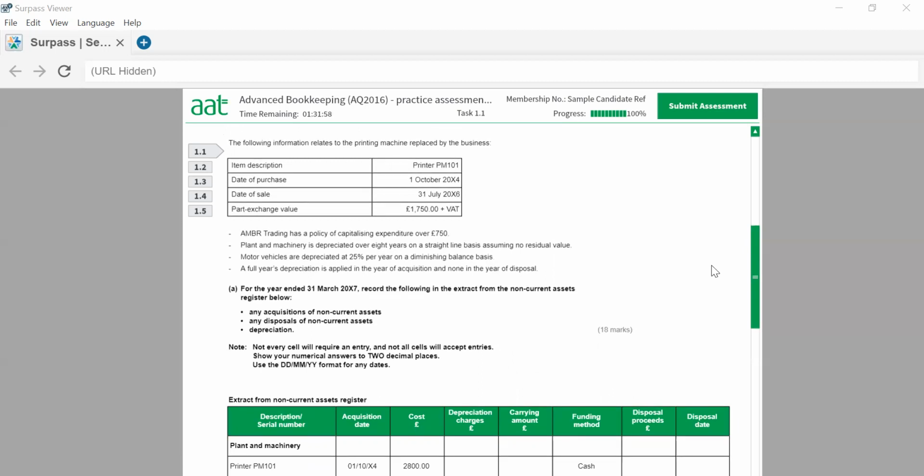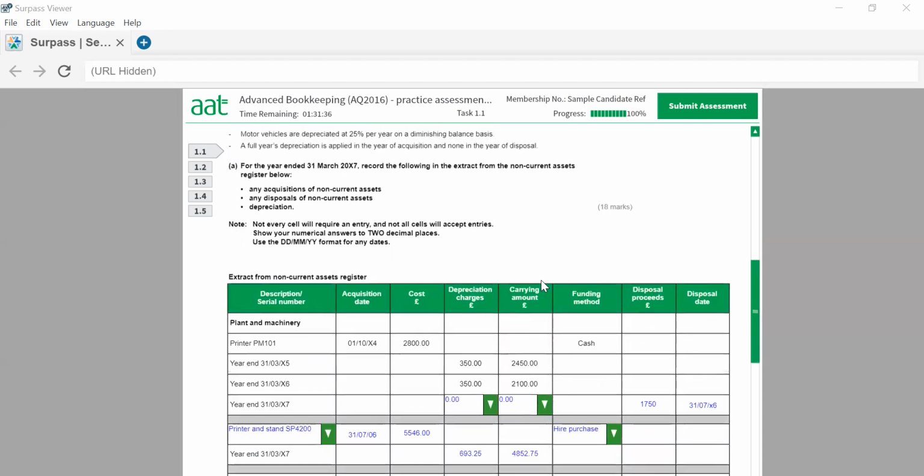Motor vehicles are depreciated at 25% on a diminishing balance basis. And it says a full year's depreciation is applied in the year of acquisition and not in the year of disposal. So for this one here, a full year's depreciation when it was acquired, but there's none in the year of disposal, which relates to this one here. So the year end 31st of 3rd 07, we sold it on the 31st of the 7th 06. So again, in the year of disposal, there is no depreciation charge. So at the end of the year, there's no carrying value because we've already sold it.